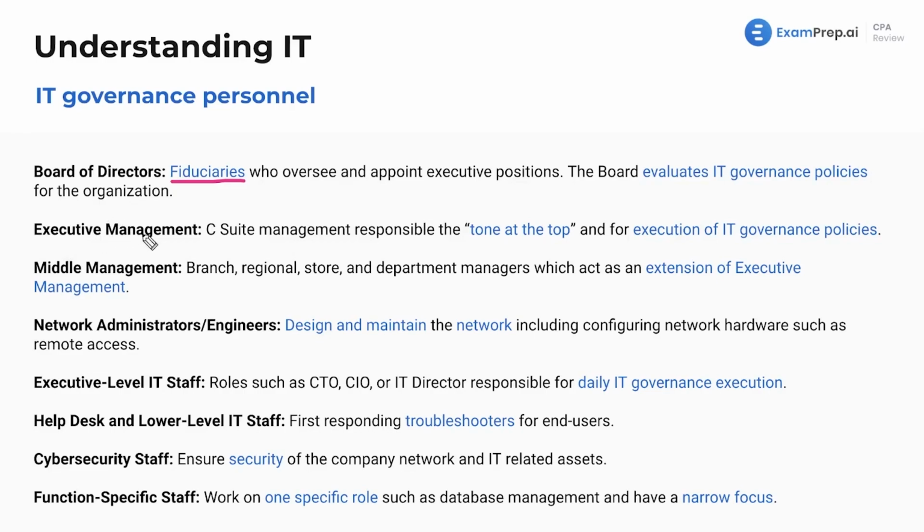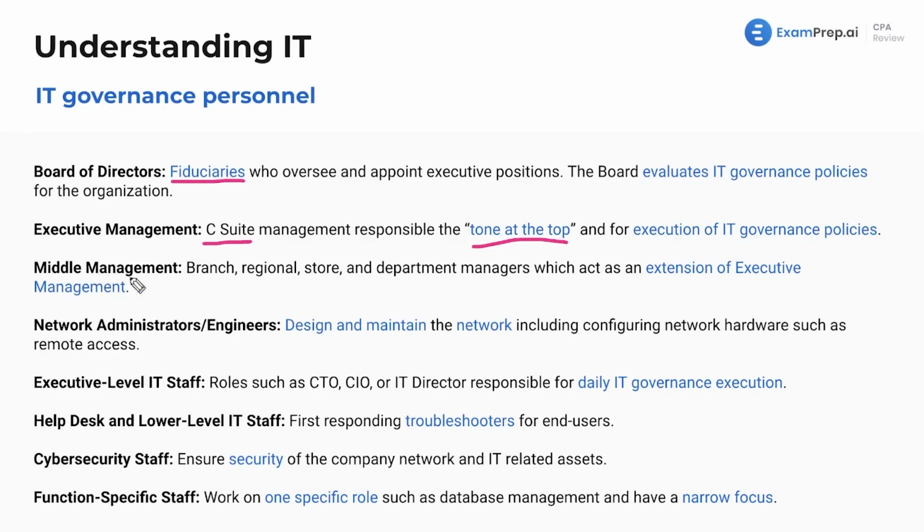You've also got executive management. These are the C-suite, CEO, CFO, CTO. Now we see this again later, but we'll go over that again. These are responsible for the shocker, tone at the top. That should ring some bells. And for execution of IT governance policies. All right, these will be multiple choice questions. What are they responsible for?